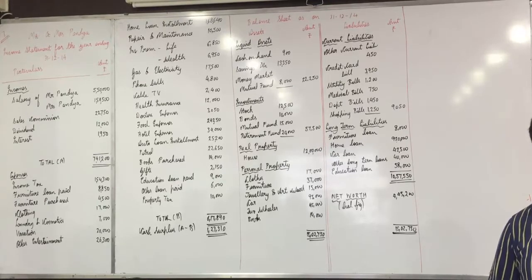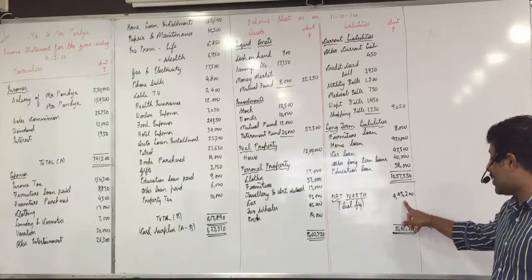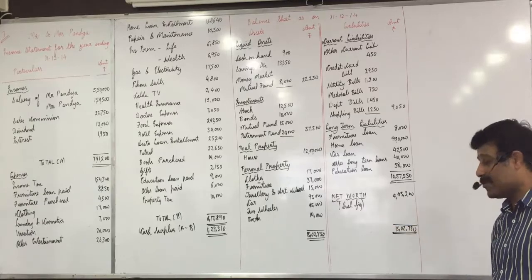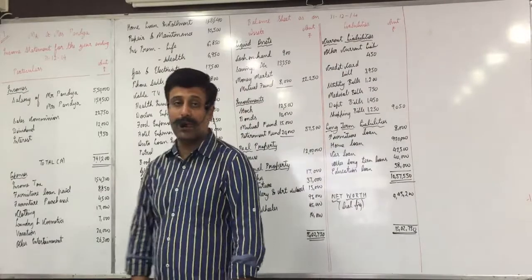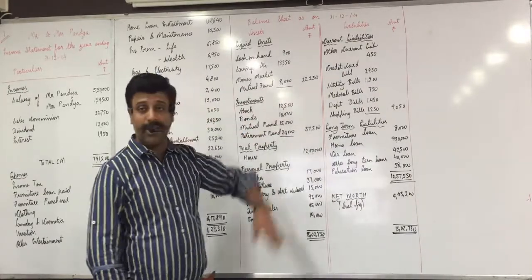Okay? Completed, everyone? So solvency ratio, what is the formula? Net worth 445,200 divided by total assets 15 lakh 2,750. Then second, liquid ratio. Liquid assets 22,250.